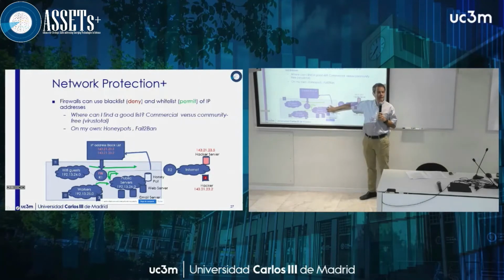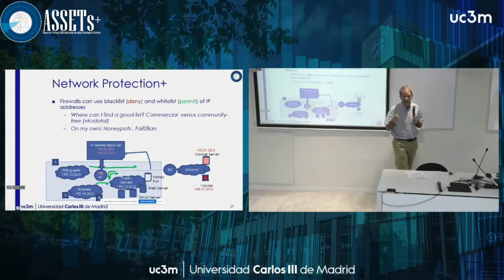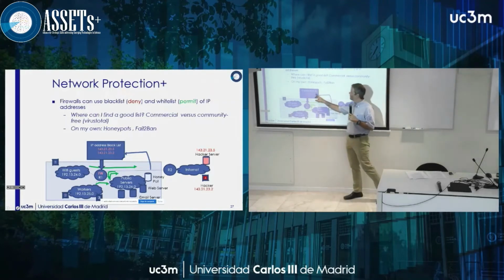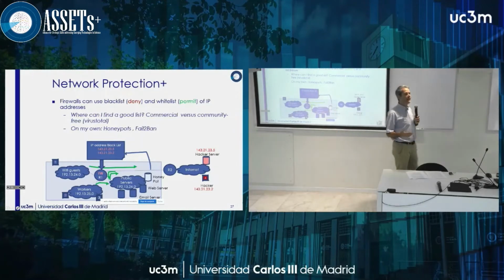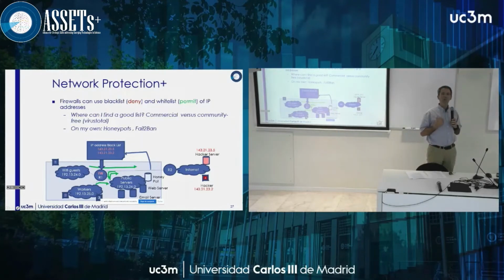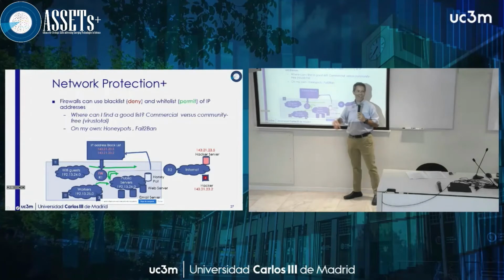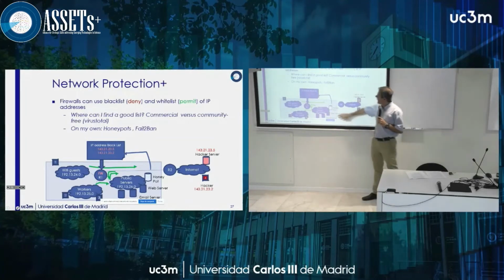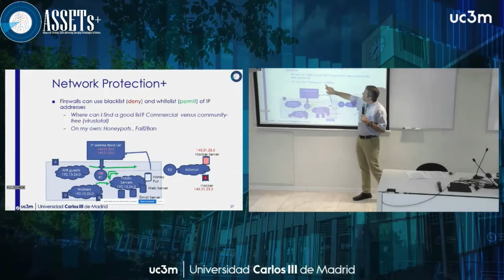The honeypot's only task is to get the origin, the source IP address of the attack, and include it in the blacklist. So it's like saying, okay, I want to be attacked by you. And when it's attacked, okay, I got one IP address to forbid. That's how a honeypot works.